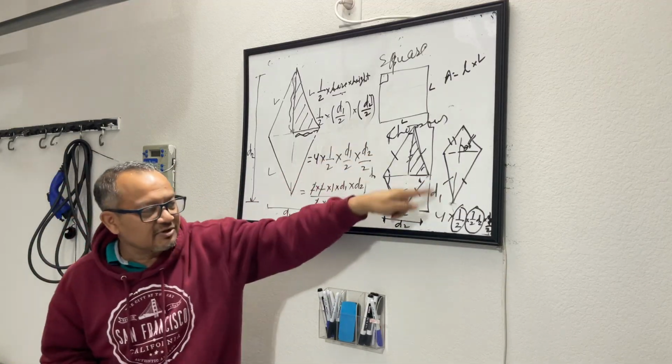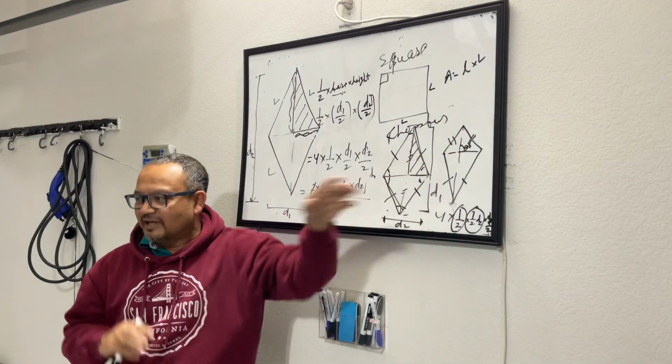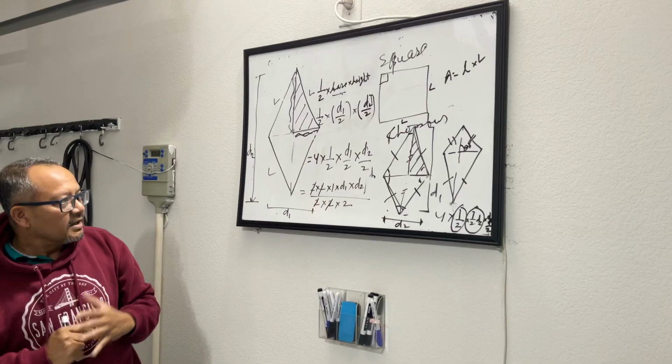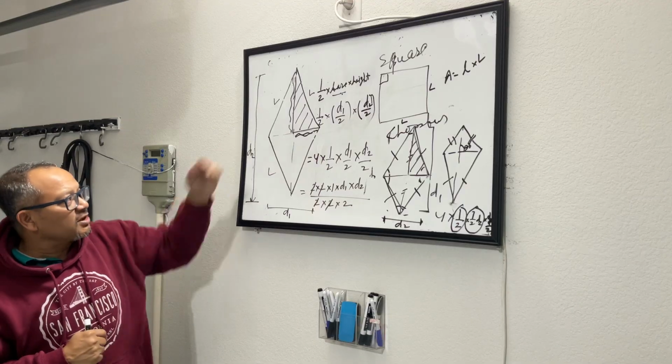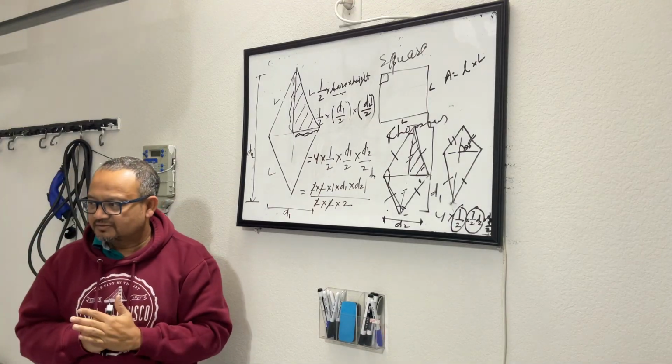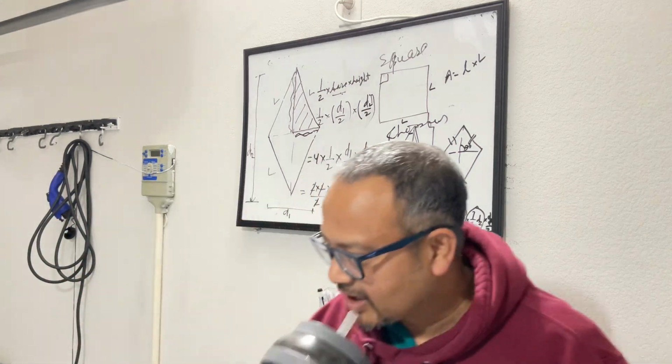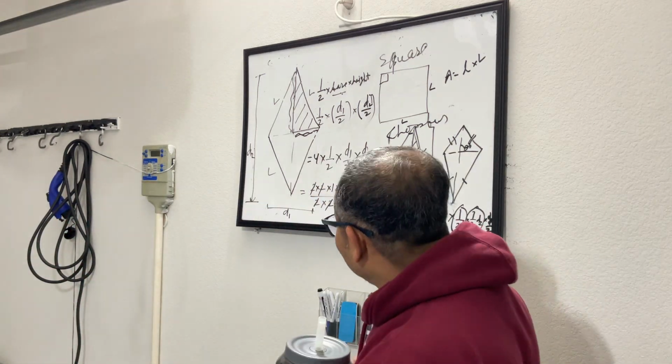Same thing, d1 into d2 by 2. That's it. That's why I was not doing it. Now, if you have to find out the perimeter of this rhombus, how much will that be? And you know it. So don't even doubt yourself. Yeah, you know it.